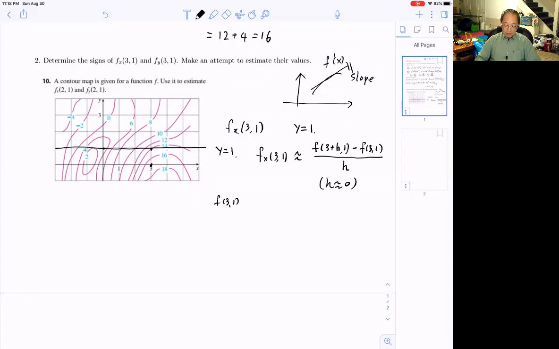And we see that f(3, 1), this value, is approximately 14. You know where we can get this value? That's from this contour over here. The contour is 14, right?